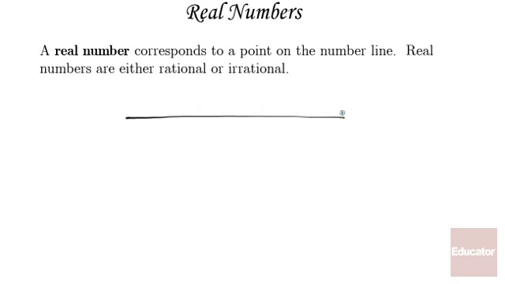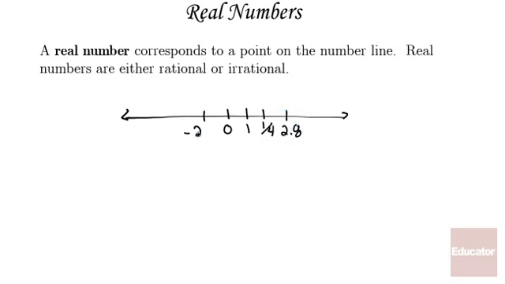Some examples of real numbers would be 0, 1, 1/2, or expressing a number as a decimal, it could be 2.8. Negative numbers, maybe negative 2.18, negative 4. Okay, these are all real numbers and they are rational. So let's talk about the difference between rational and irrational numbers.